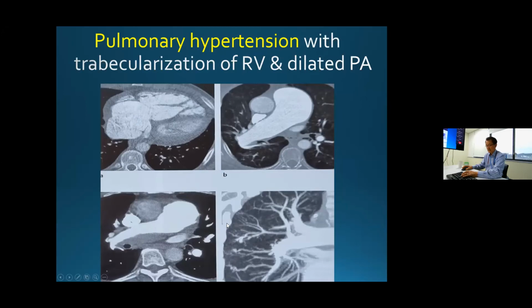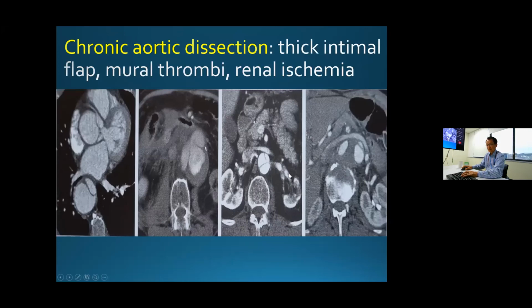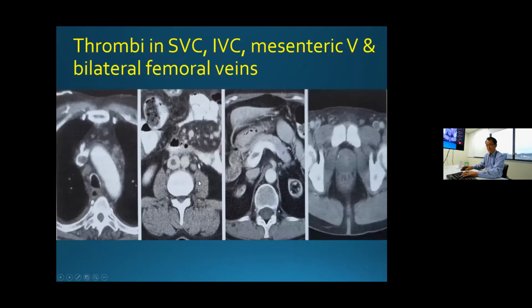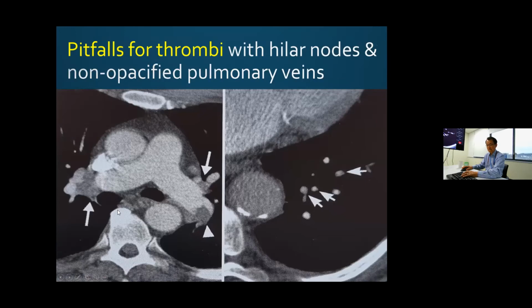And then thrombus, okay, a filling defect, always look for it again, and aortic dissection is important. And then the aortic rupture is here, contrast leaking out. And the superior vena cava has a filling defect. Anytime you see a filling defect, you have to worry about thrombus. And certainly here, all tiny things.